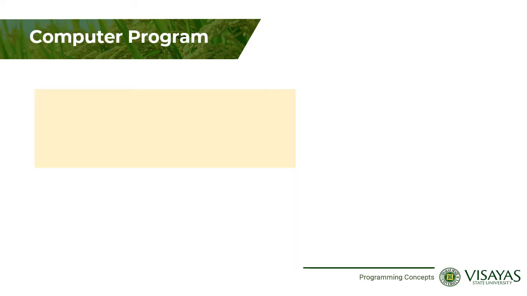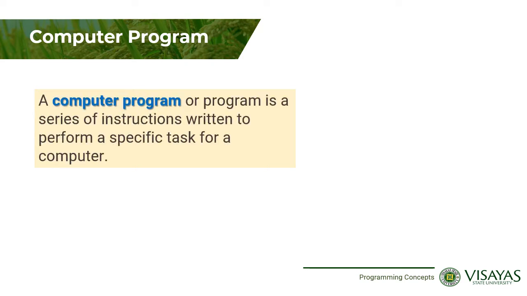Before we proceed, let us first recall the definition of computer program to make sure that we are on the same page. If you can recall from your programming course, computer program is defined as a series of instructions written to perform a specific task for a computer. It is a series of instructions that dictate the manner of execution of a computer.